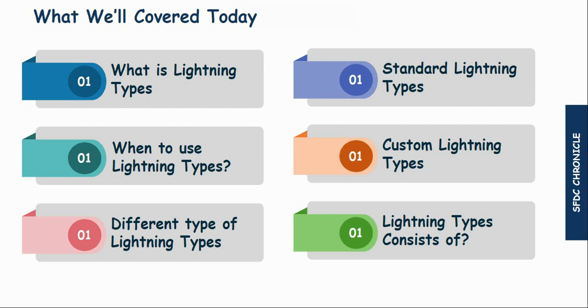So what exactly is a lightning type? Think of it as a little package in Salesforce. It's JSON based and tells the system two things: one, what the data should look like, and two, how it should be shown in the Agentforce chat. It's like giving both the rules for the data and the instructions for how to display it.